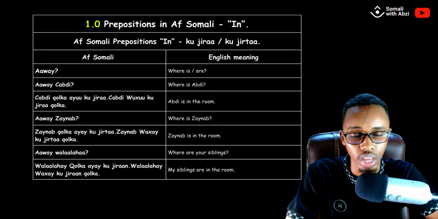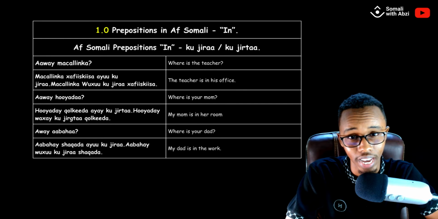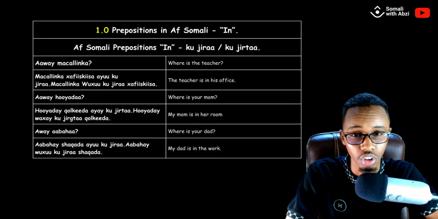The next is, where is the teacher? Away macalinka. Then, xafiiska ayuu ku jiraa, because macalinka now is a masculine noun. If it's feminine, we can just say, xafiiska ayay ku jirtaa. But now it says xafiiskiisa, his office, xafiiskiisa ayuu ku jiraa. If it's female, xafiiskeeda ayay ku jirtaa. No problem using his, her, ours. We're going to learn that in our next course.